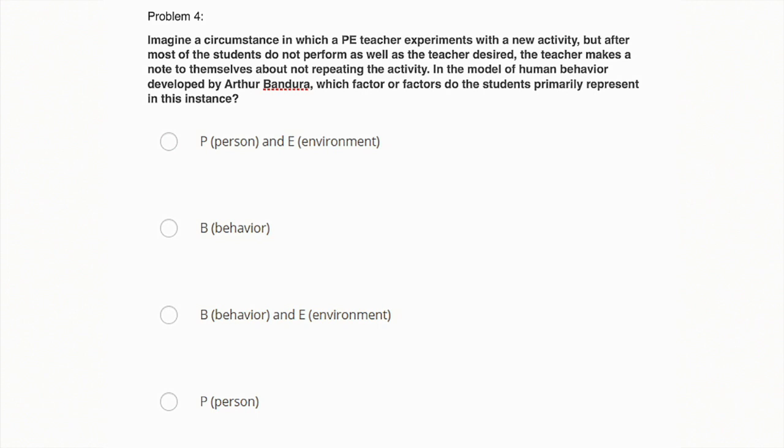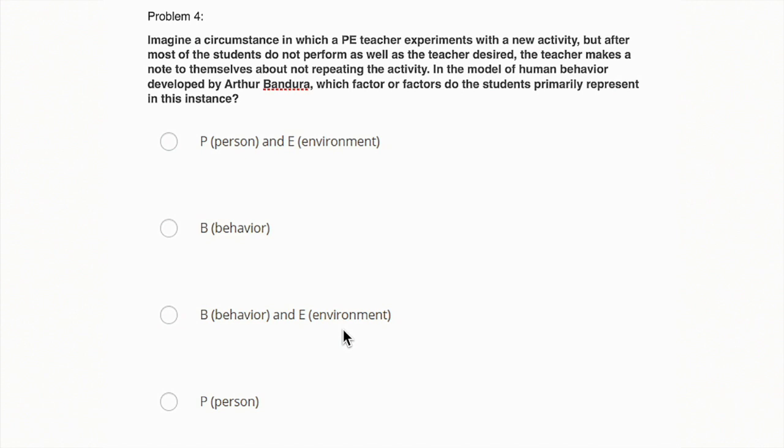Problem four. Imagine a circumstance in which a PE teacher experiments with a new activity, but after most of the students do not perform as well as the teacher desired, the teacher makes a note to themselves about not repeating the activity. In the model of human behavior developed by Albert Bandura, which factor or factors do the students primarily represent in this instance? Person and environment, P and E, B behavior and E environment, or P person?